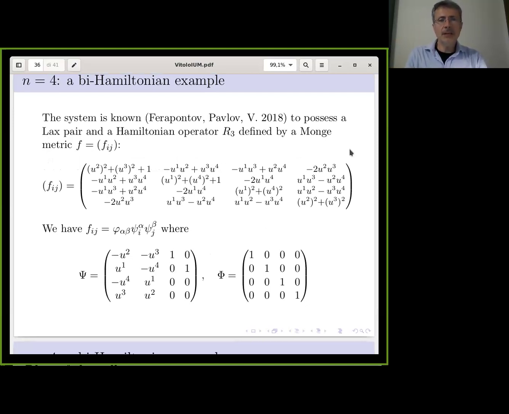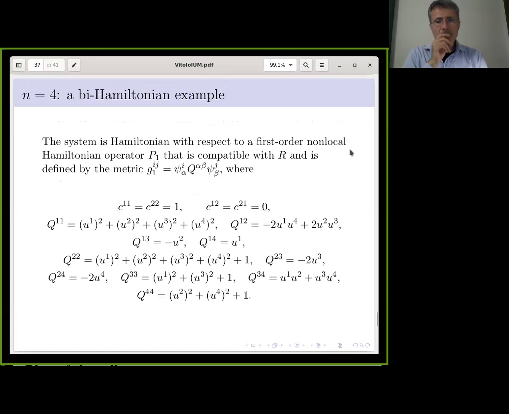Together with Stanislav Opanasenko, we found out that the system admits, so the psi and phi are the decomposition of the Monge metric, the factors. With Stanislav, we found out that this system has a non-local first-order Hamiltonian operator, which is defined by these parameters, and C11 and C22 are just 1, while C12 and C21 are 0. So, but there is a non-local tail.